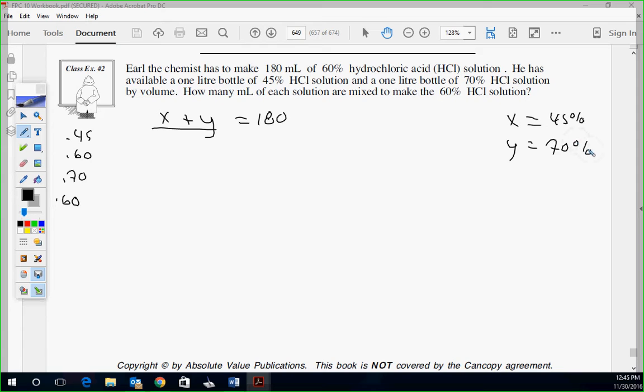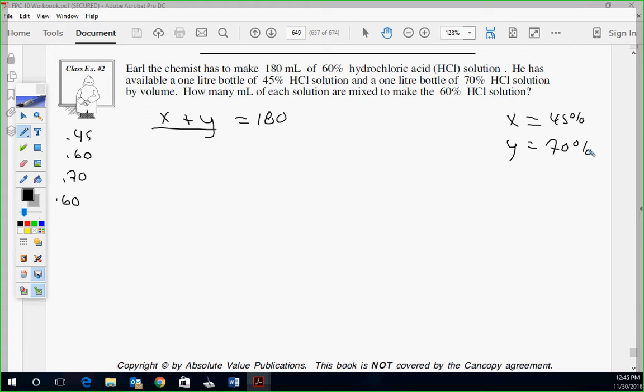How'd you guys get that? Yes? So it says he has available 1 liter bottle of 45% and 1 liter 70%. So that's what he has available, his options to make this. So if you're wondering, well, why didn't you use a 60%? Well, he wants to make a 60% out of those two. Do we see the problem now a little bit clearer?